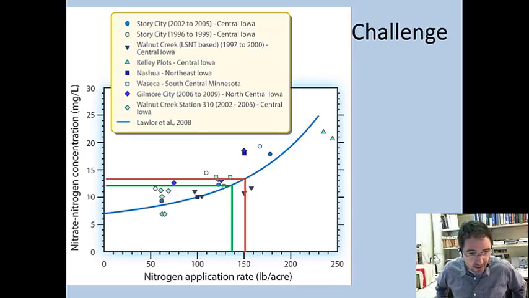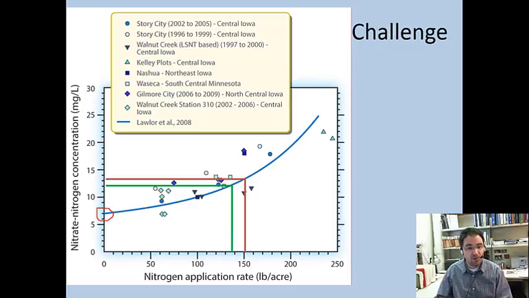Also, to highlight the challenge of doing this with nutrient management in many of our areas: even if we went to no nitrogen application in a corn-soybean rotation, we still see concentrations of about 7 parts per million from our corn-soybean rotation. Now, if we had a perennial-based system, it'd be much lower than that. We have data that documents that.